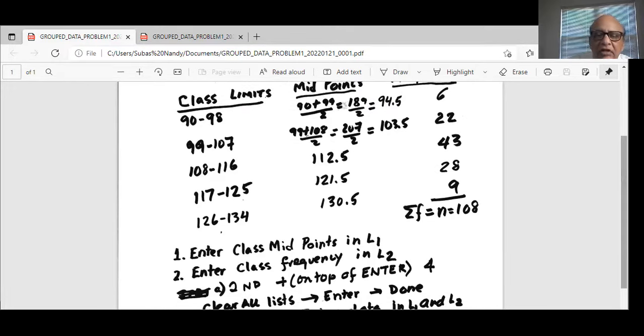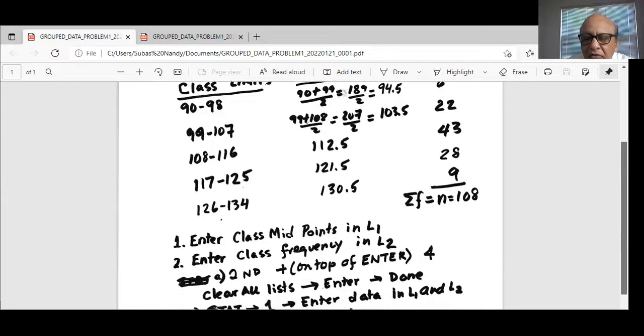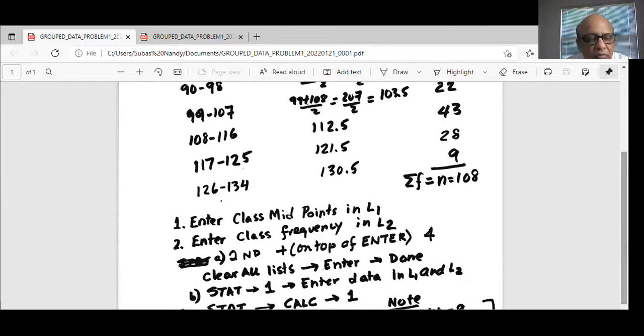First I'll clear the memories of the calculator. So my calculator is on. I press the second button, which is the top left key, then plus on top of enter, then number 4, like I've written over here, second plus 4, okay? That gives me clear all lists on my calculator screen. I hit enter, done. Then I do stat, 1.